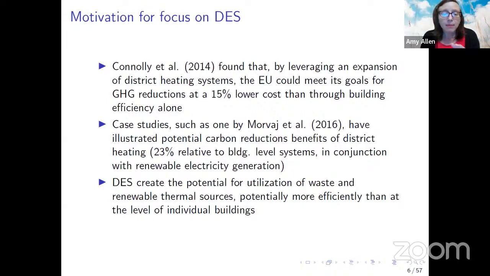Certainly, spatial load density influences the cost effectiveness and practicality of district thermal energy systems. And in the case studies I've considered, I've drawn on past work to identify appropriate metrics for that. But in general, district energy systems show promise for efficiently providing heating and cooling to urban districts. And that motivates my focus on these systems in the context of this problem.